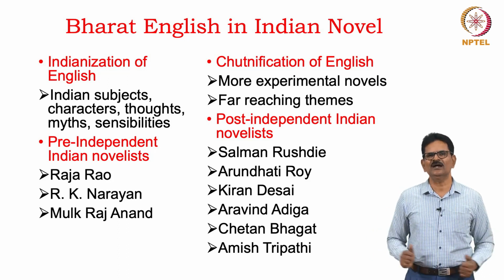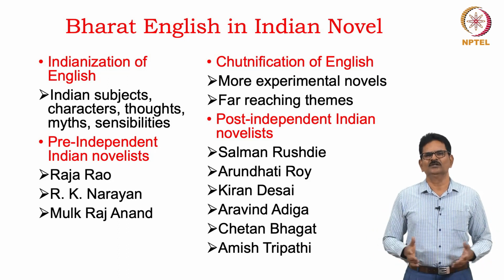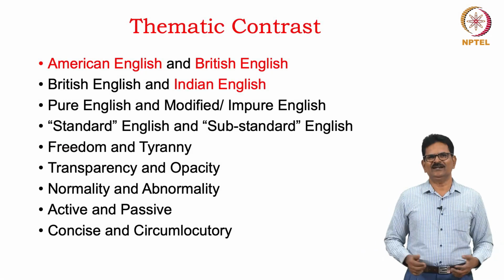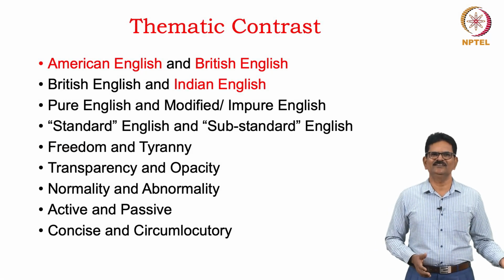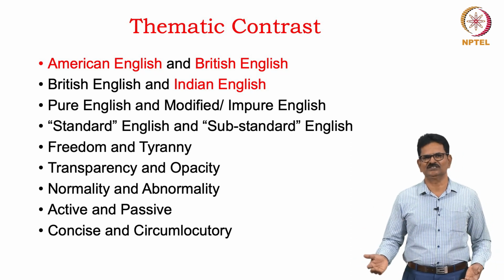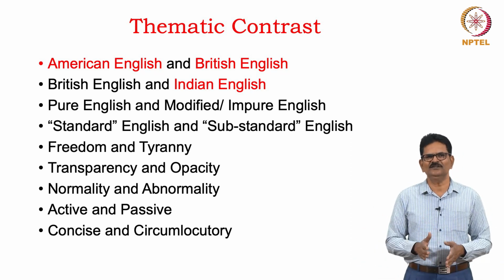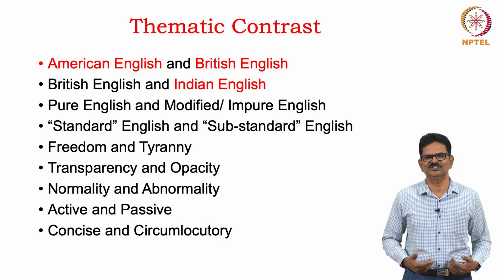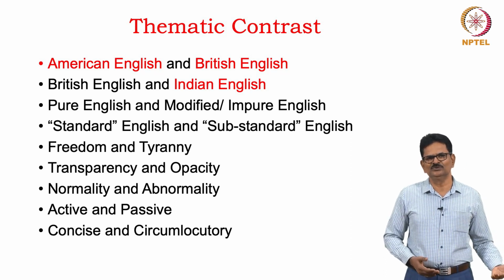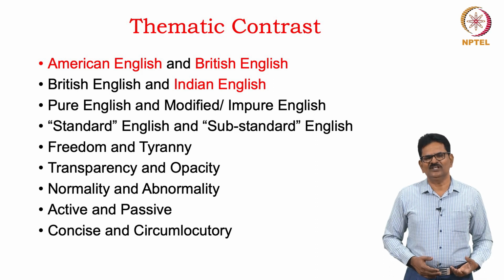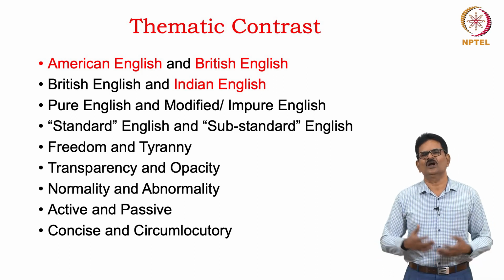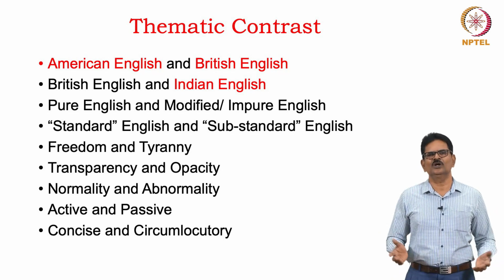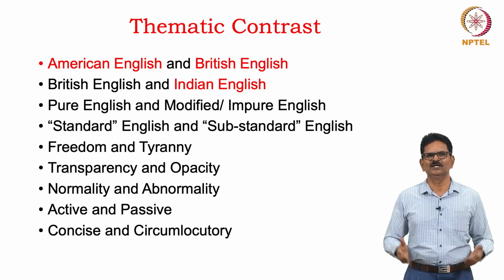And then we have Chetan Bhagat and Amish Tripathi, who are the craze among Indian college students and the general youth today. Let's see the thematic contrast within the novel. Obviously, there is a contrast between American English and British English. Then we can also see some kind of implicit contrast between British English and Indian English, because we were also under the influence of British English for long, while Americans were able to create an independent identity for themselves in the American language. Indians have not done that so far, at least until the time of R.K. Narayan. That's why he wanted to have a specific Bharat brand of English, Indian English.